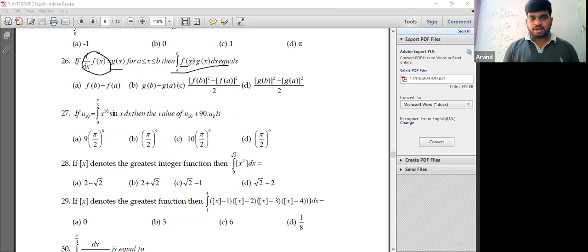We know the formula, right? F of x into f dash of x integrates to f of x whole to the power of n plus 1. Here n is 1, so 1 plus 1 will become 2. So option C is the correct one.